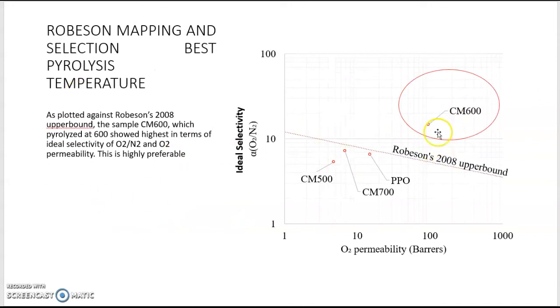And when we map onto the Robinson upper bound, we can see clearly that the membrane at 700 degrees Celsius is the highest amongst all.